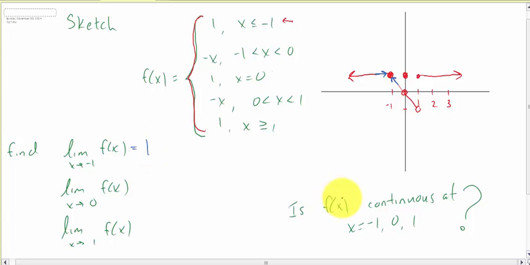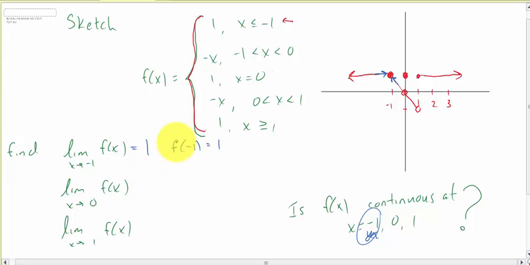Now it also asks over here, is f of x continuous at these values? So my question to you is, what is f of -1? Because remember, the limit has to exist. It has to be defined for that value, and those two things have to be the same. So f of -1 is 1. So is it continuous at x equals -1? Yes, for -1.